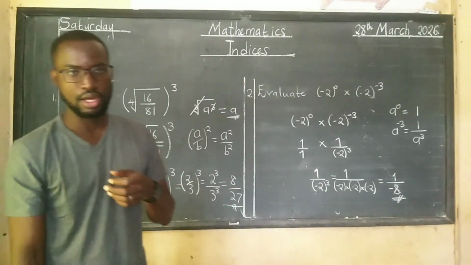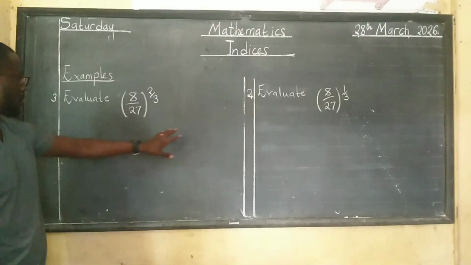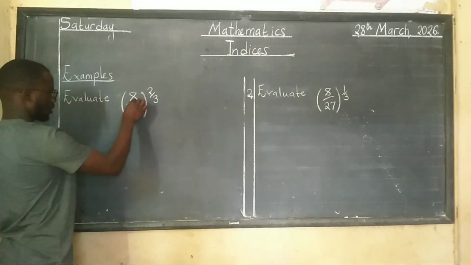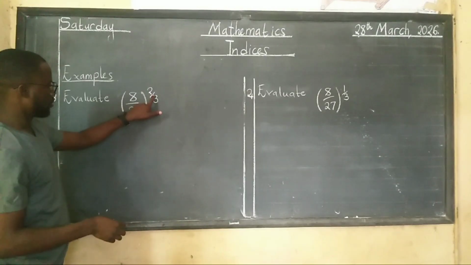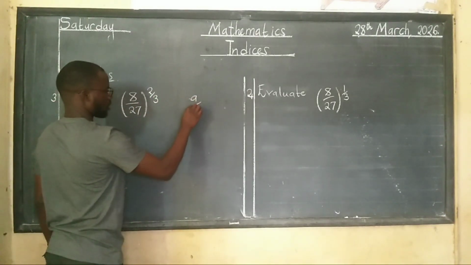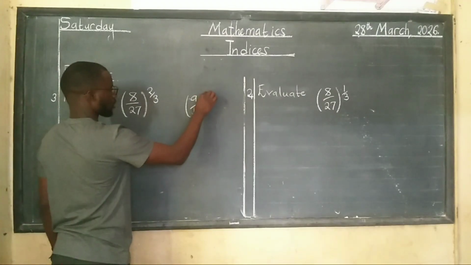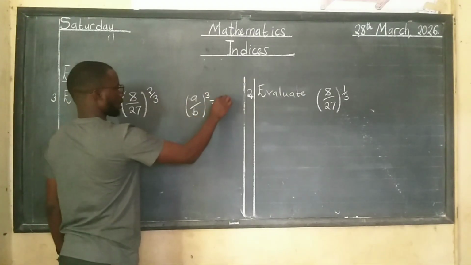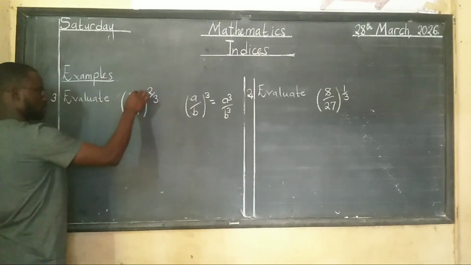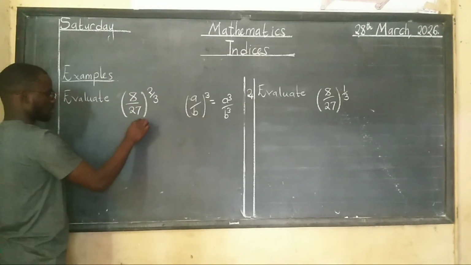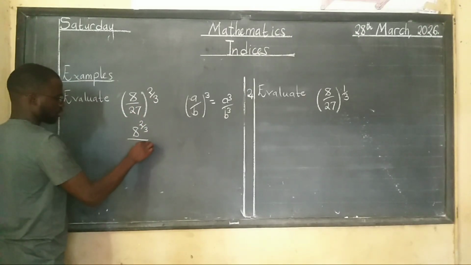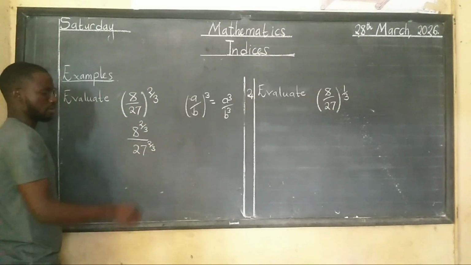Let's go to number 3 and 4. Questions 3 and 4. So 3 looks like this. So as usual, what are we going to do here? We're going to distribute this power like that, using this law. The 3 will apply to the A and to the B like that. So this by that, this will be 8 to the power 3. Then this with this, 27 to the power 3.